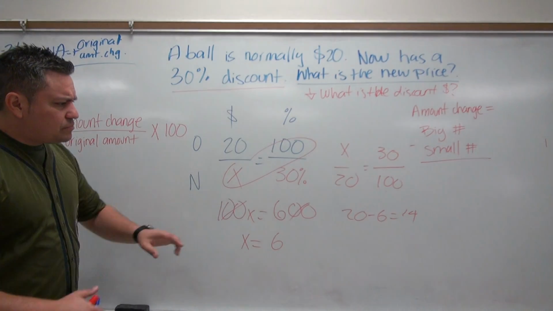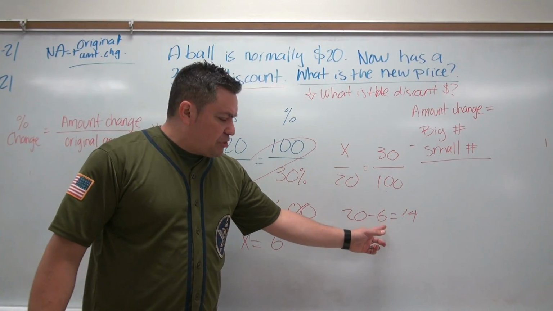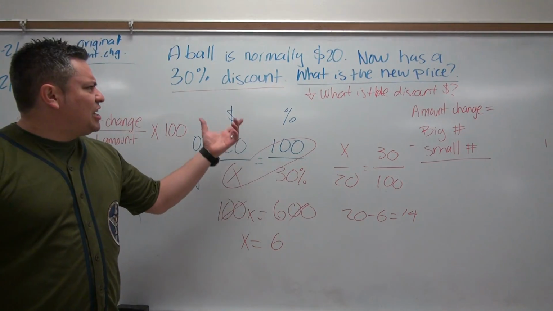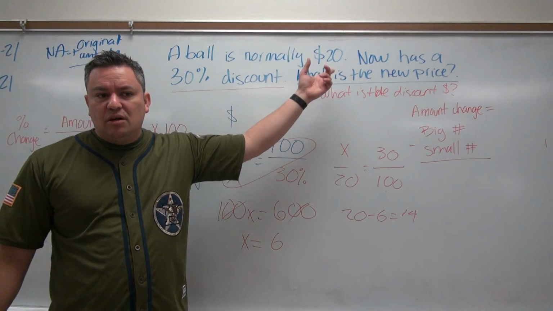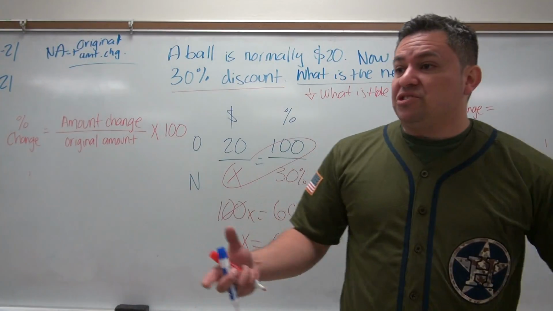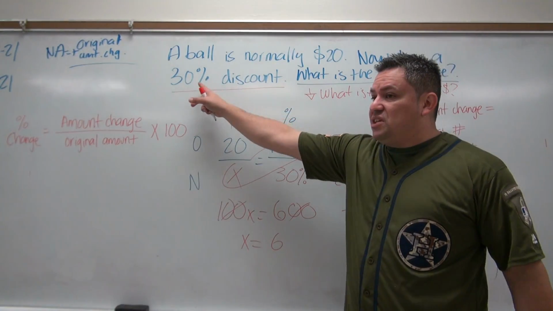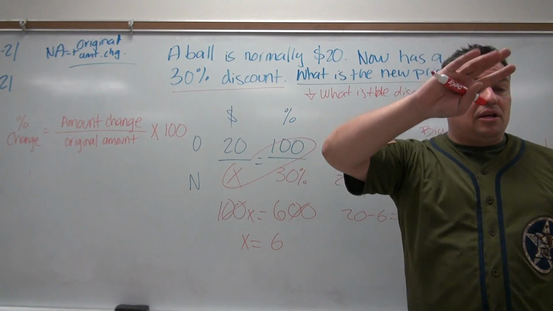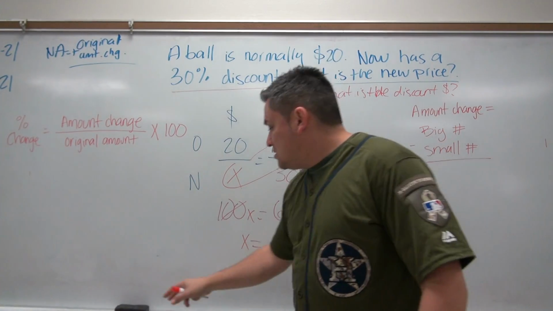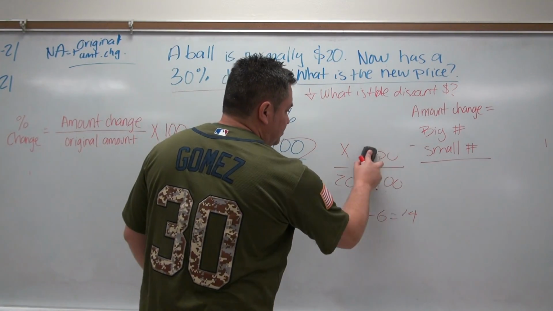Now, let's see. So this is 30% off. The 6 is 30% off. So how much are you really going to pay for the new bulb? 14. Which is how much percent? If we're taking 30% off, how much percent are we paying for the bulb? 70. So we can do that too.